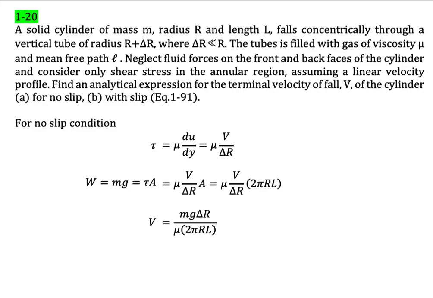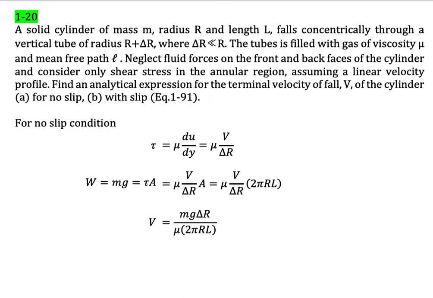So this is question number 20. A solid cylinder of mass, radius r and length L, falling concentrically through a vertical tube of radius r plus delta r, where delta r is much smaller compared to r. The tube is filled with gas of viscosity mu and mean free path L. Neglect fluid forces on the front and back face of the cylinder and consider only shear stress in the annular region. Assuming a linear velocity profile, find an analytical expression for the terminal velocity of fall V.